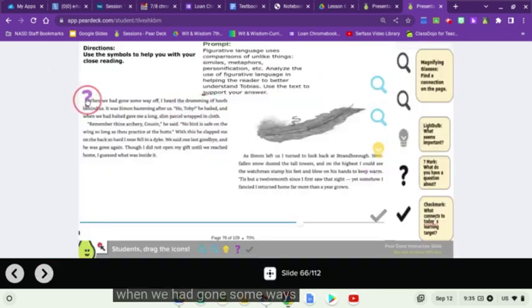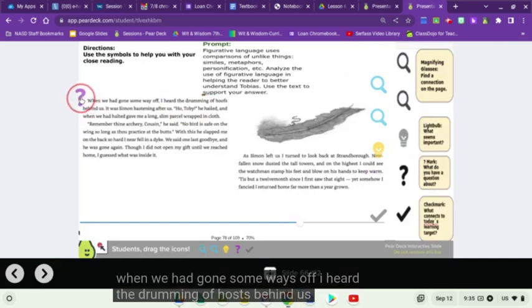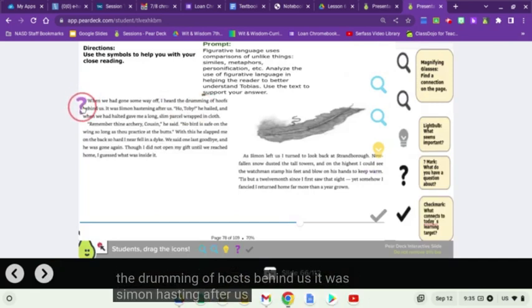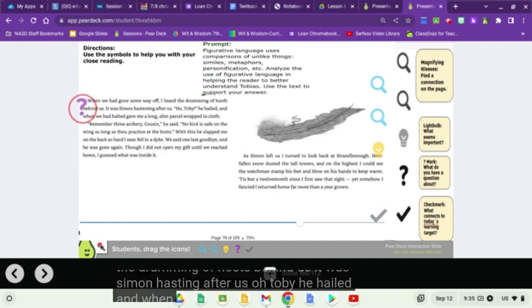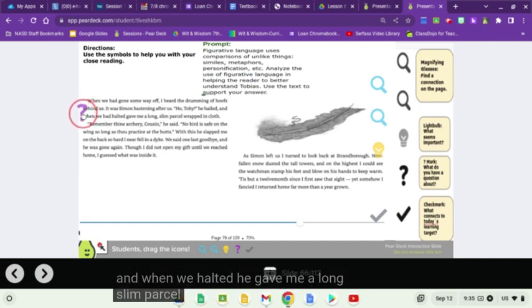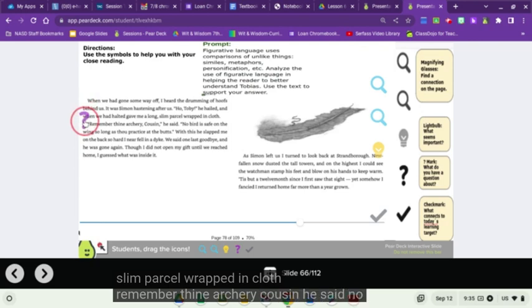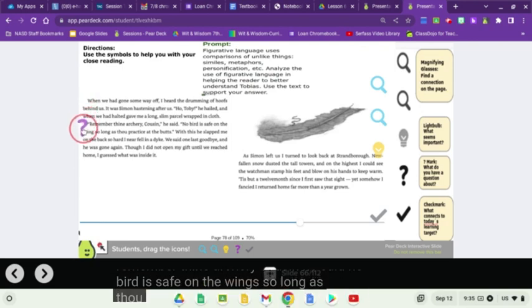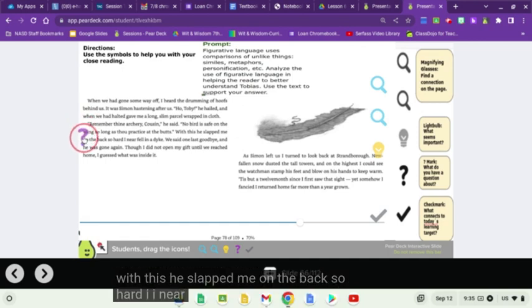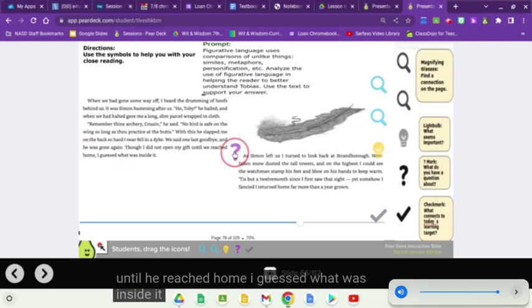When we had gone some ways off, I heard the drumming of hoofs behind us. It was Simon hastening after us. "Oh, Toby," he hailed, and when we halted, he gave me a long, slim parcel wrapped in cloth. "Remember thine archery, cousin," he said. "No bird is safe on the wing so long as thou practice at the books." With this, he slapped me on the back so hard I near fell in a dike. We said one last goodbye, and he was gone again. Though I did not open my gift until we reached home, I guessed what was inside it.